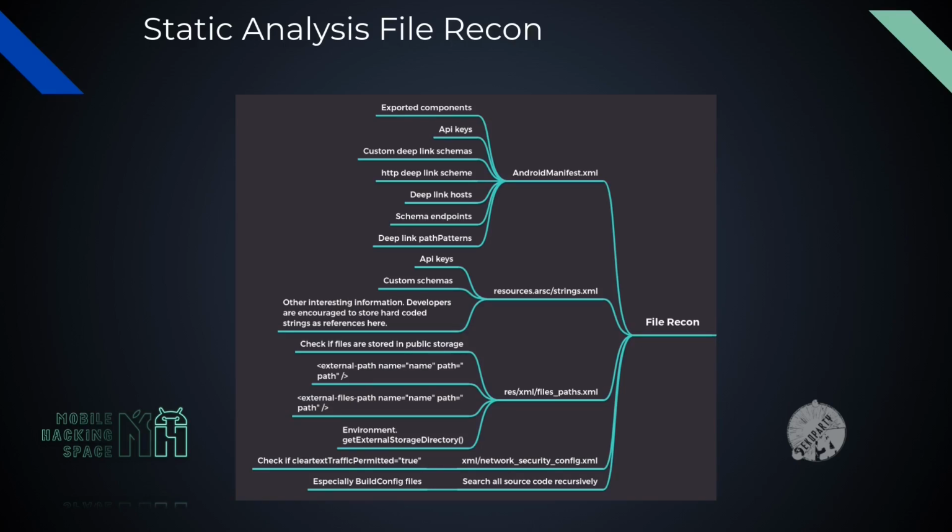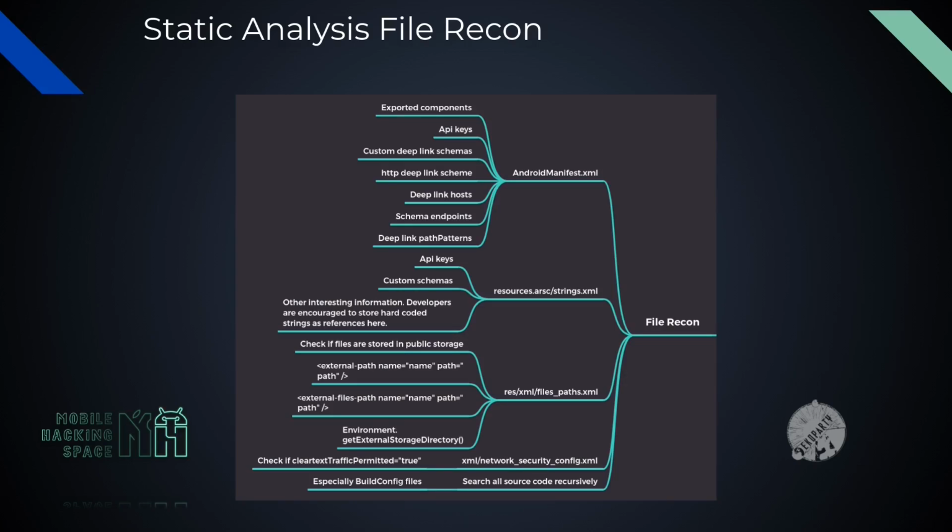Now let's talk about file_paths.xml. So this is where you can find out if especially sensitive files are being stored in external storage, which is public storage. The key words to look for are external-path and external-files-path in file_paths.xml. And programmatically, you could also recursively search for Environment.getExternalStorageDirectory.